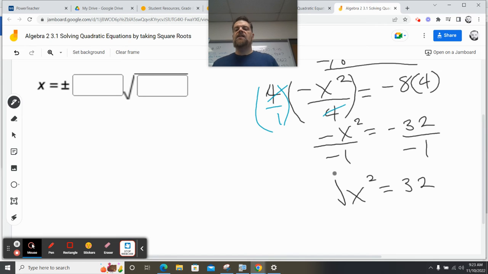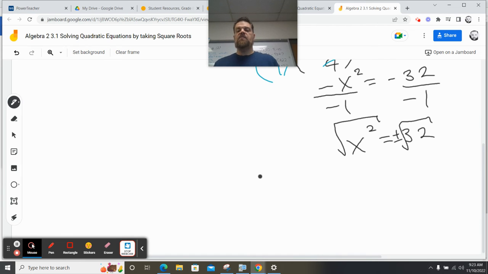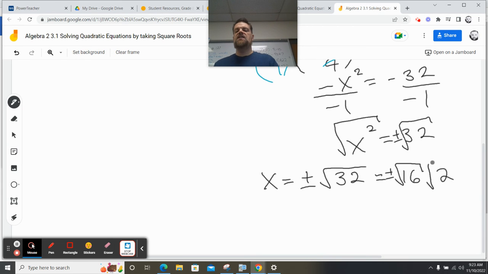So now I take the square root. Remember, when I take the square root, it's plus or minus. But this is the tough part. I'm going to get x is equal to plus or minus the square root of 32. So now to simplify that, I got to remember that 32 is the same as 16 times 2. In other words, I could say plus or minus the square root of 16 times the square root of 2.